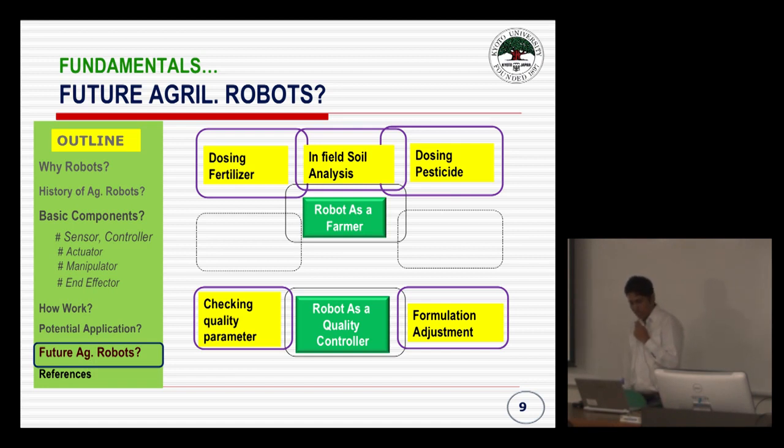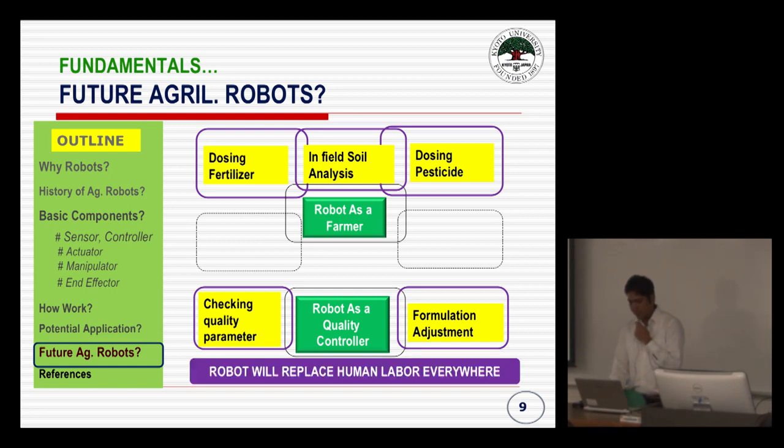And even robots can be used for processing, like a robot as a quality controller that will check the inline quality parameters. Currently, that is done by humans, but it can be replaced by robots in future, and they can adjust the formulation of the product. Actually, in future, the robot will replace human labor everywhere.